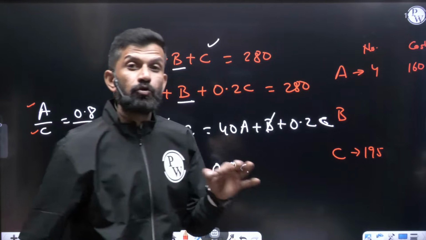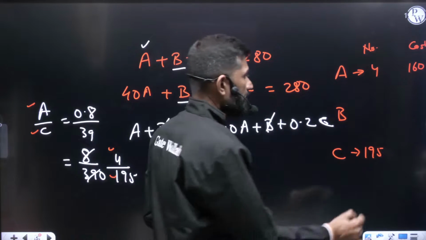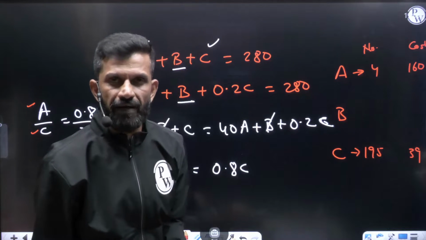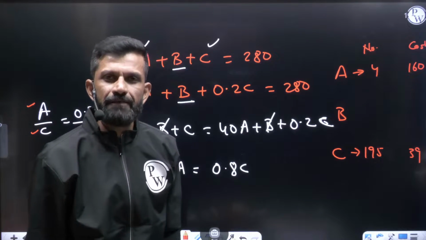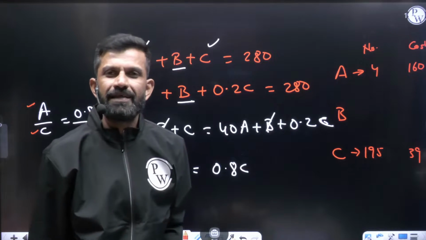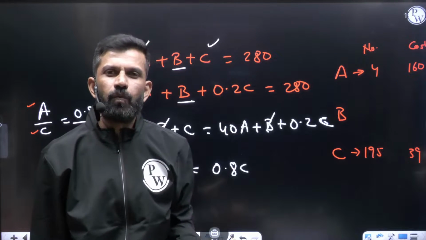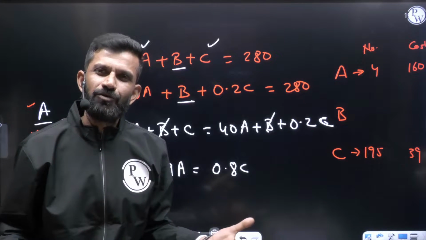C cost is 20 paise each. So in 1 rupee 5 products will come. If you divide this by 5, here 39 rupees will be spent, because 39 fives are 195. Just check with the number of products. 4 plus 195 is 199. 160 plus 39, how much is it? 199. No need to be worried about B. Anyhow, the remaining you can take for B.